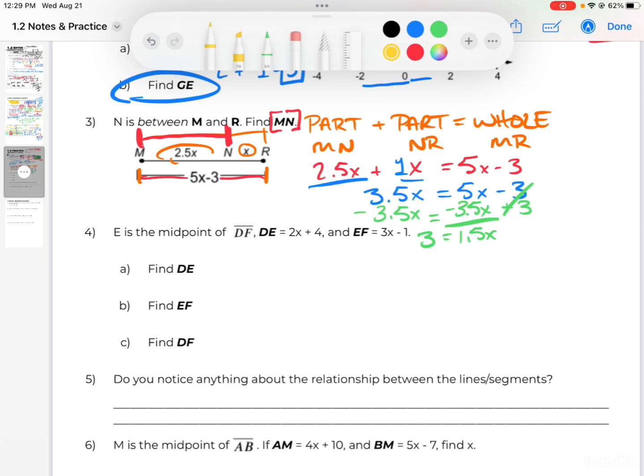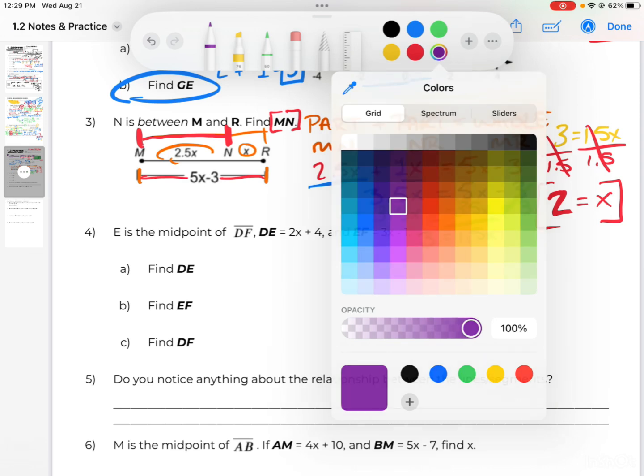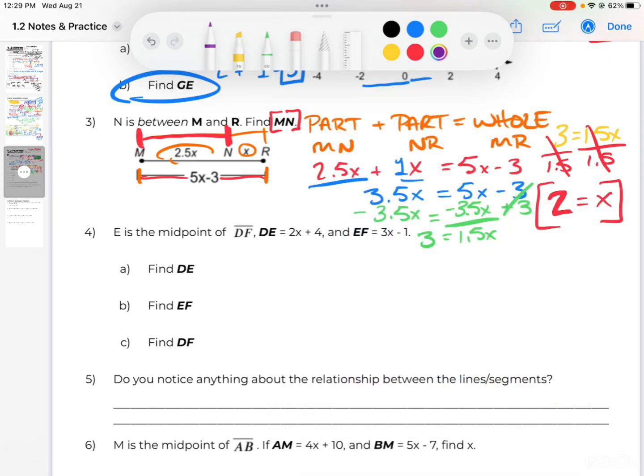And so now I've got 3 equals 1.5x. And my final step would be to divide both sides by 1.5. And when I do that, I get x fully isolated, and I get that x equals 2. Now, a common mistake is just stopping right there and saying, okay, I found x, I'm done. But that is not the case.